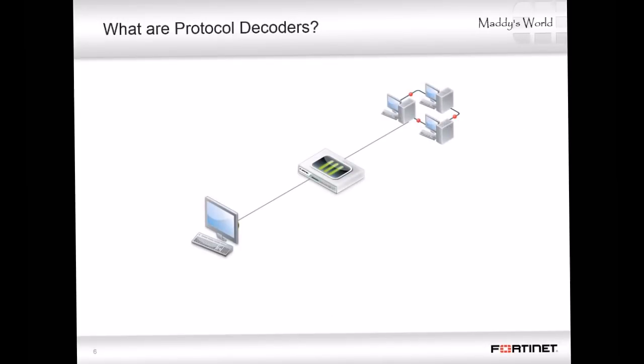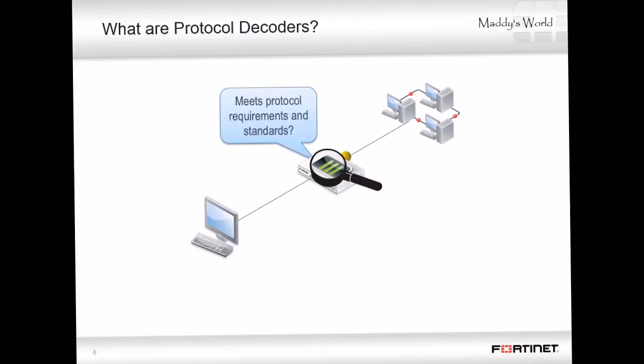Protocol decoders are used by the IPS engine. Protocol decoders parse the traffic according to the correct specifications for the protocol. If the traffic doesn't conform to the specification, if, for example, the traffic is trying to issue malformed or non-existent commands to your servers, then the protocol decoder detects the error.